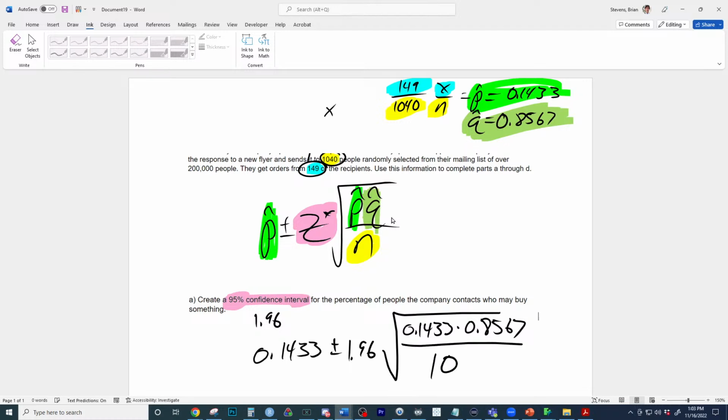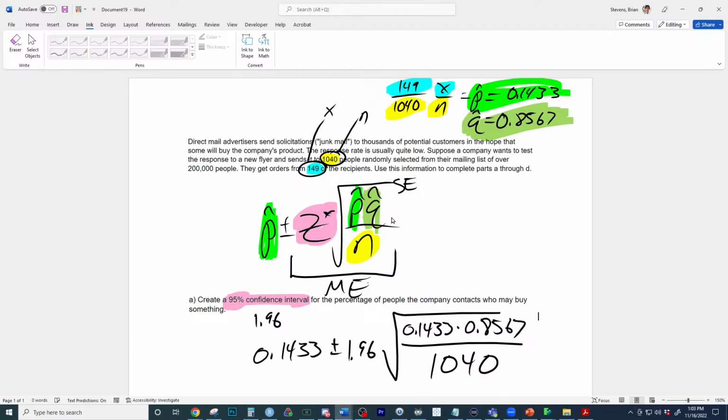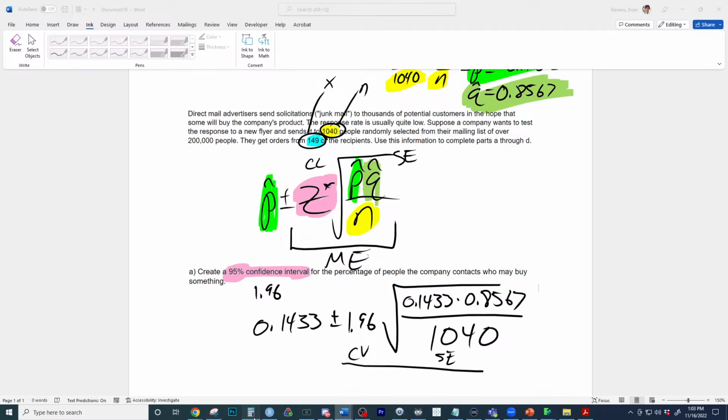And there we go. Everything after here is the margin of error. Make sure to know that. The margin of error has two components. It is the standard error and also the confidence level right here, which is the critical value. So that's the confidence value or critical value. And this is the standard error component right here. Multiplying them together does make the margin of error. Very important stuff to know.